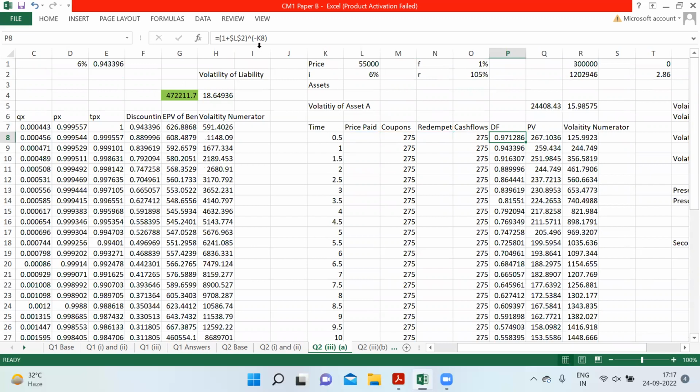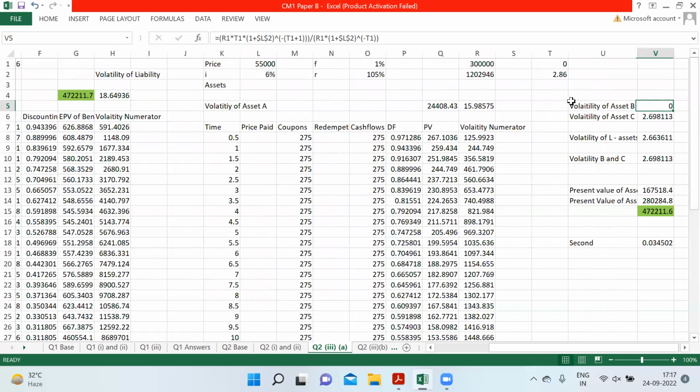And the discounting factor is 1 plus 6% to the power minus of time. And then the present value of this is nothing but cash flows into discounting factor, and the sum of this will give me the present value of asset A.